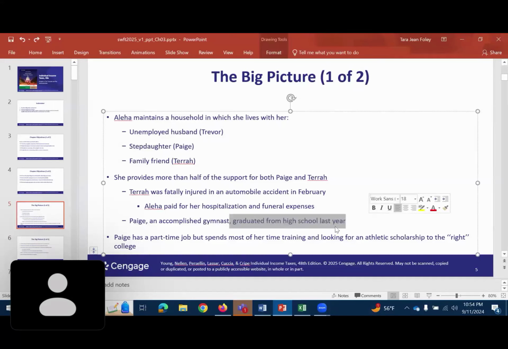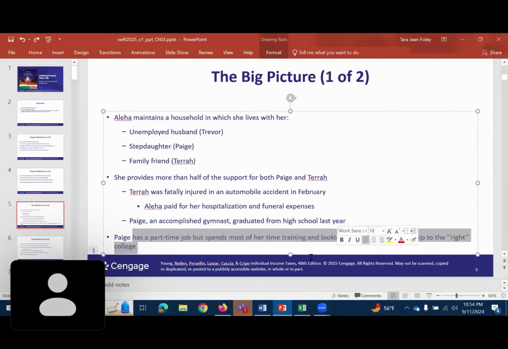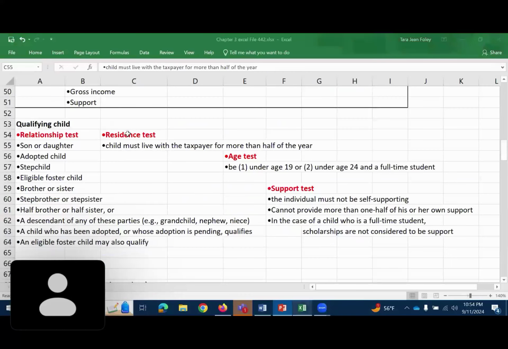She graduated from high school last year and has a part-time job. We don't know where she lives. We have to ask that question. So we don't know if she lives there more than half the year. We don't know if she's under 19. So we can't move further. We have to go back and ask Aaliyah, has she lived there more than half the year?